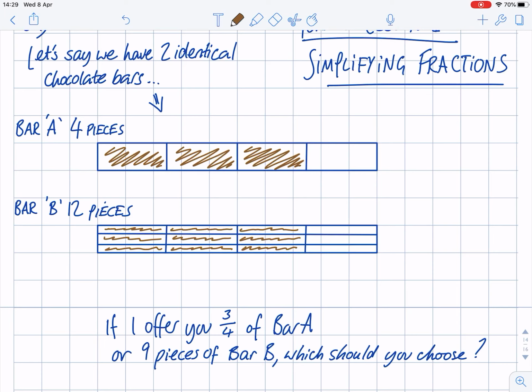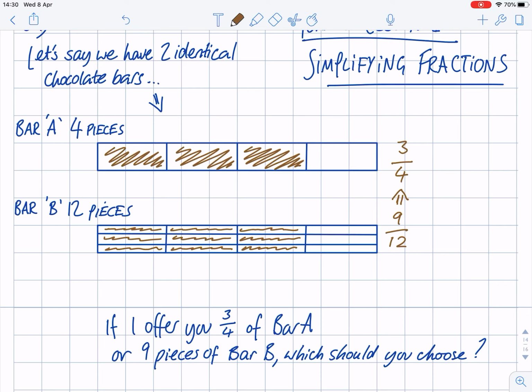So 3/4 and 9/12, because there's 12 pieces in total, are equivalent fractions. They're the same. Now, 9/12 can be simplified into 3/4. That's how I know they're the same size. So think about 9/12.